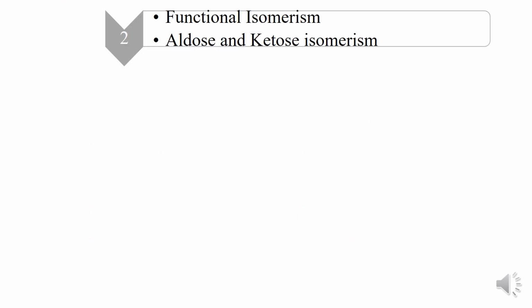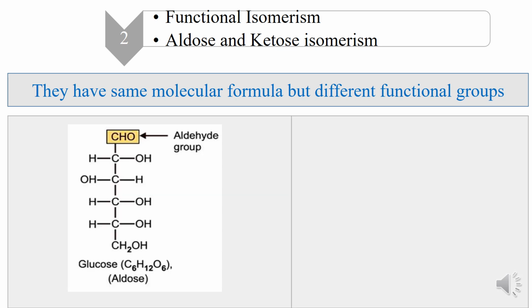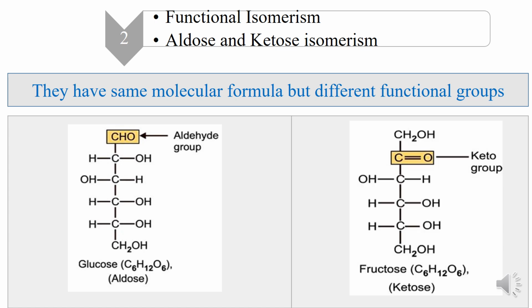We'll now see functional isomerism, which is of two types, aldose and ketose isomerism. They have the same molecular formula but the functional group is different. In the case of hexoses, we see here glucose, which has an aldehyde group, and fructose, which has a ketone group. So glucose is an aldose sugar and fructose is a ketose sugar.